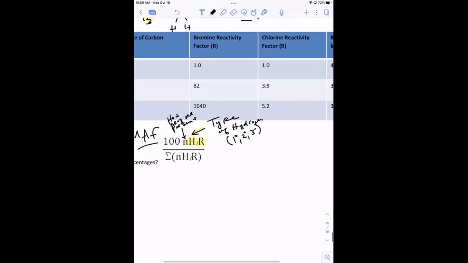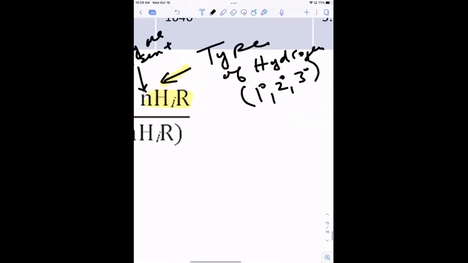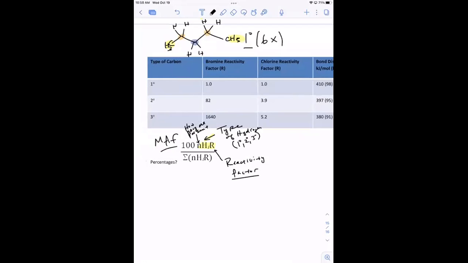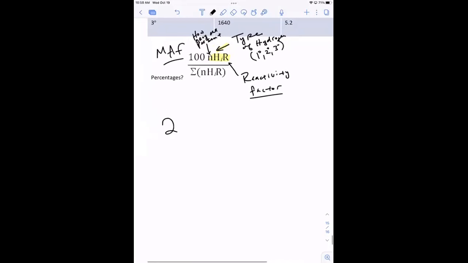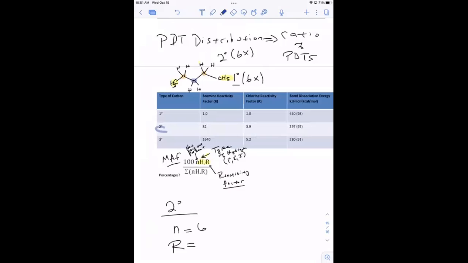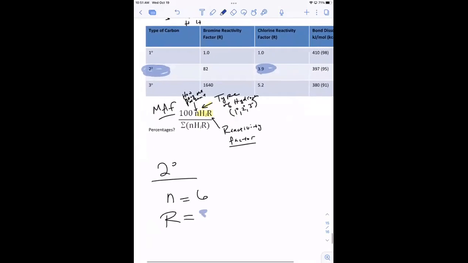All right, so the only other part of this is R, which is the reactivity factor. That's what's on the table. All right, so if I know N and I know R, I'm good. So let's do it for the secondary. Let's calculate that. For secondary, N is 6, and then R for a secondary carbon reacting with chlorine is 3.9. So here's the secondary, here's the R for chlorine. So it'll be 6, and then this will be 3.9.